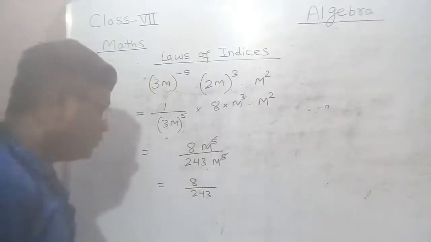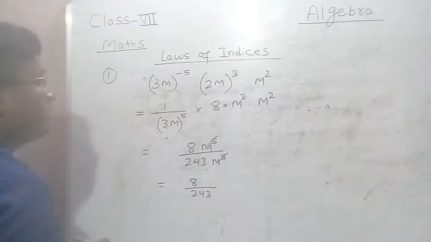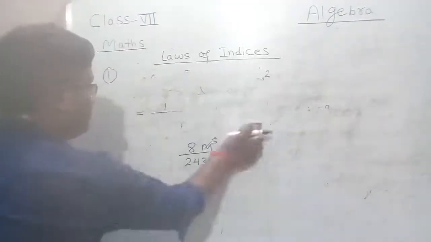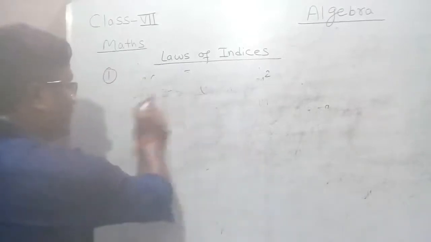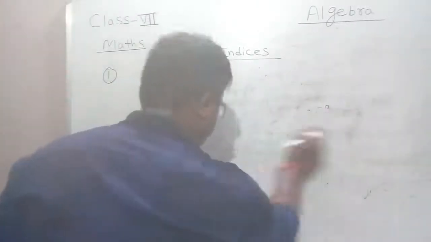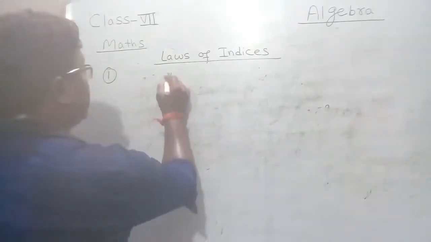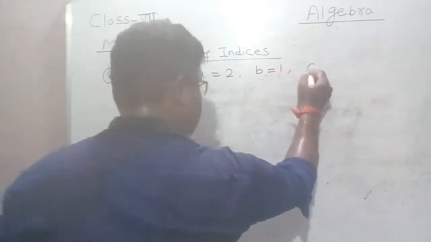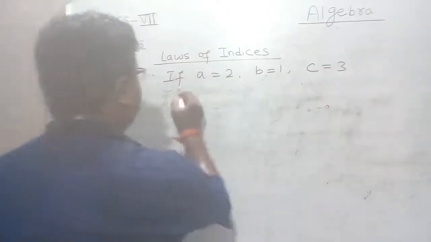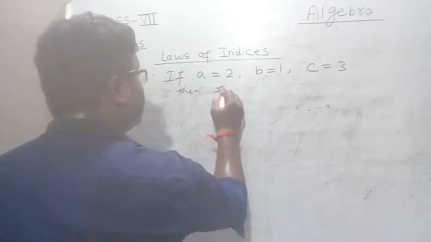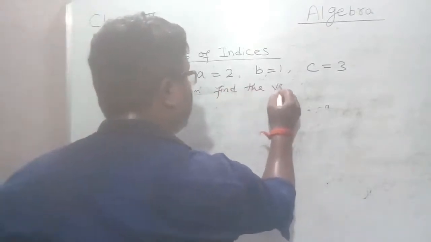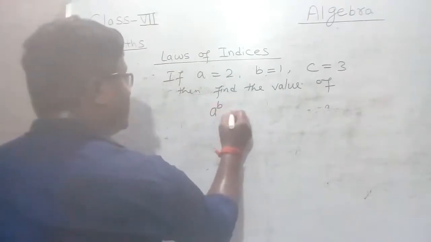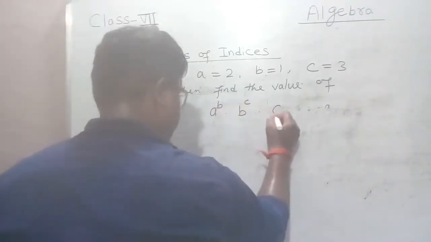So similarly, one more question I am going to do for you. Okay, let's do it. Simplification, that is also a simplification. If a is equal to 2, b is equal to 1 and c is equal to 3, then find the value of a to the power b, b to the power c and c to the power a.